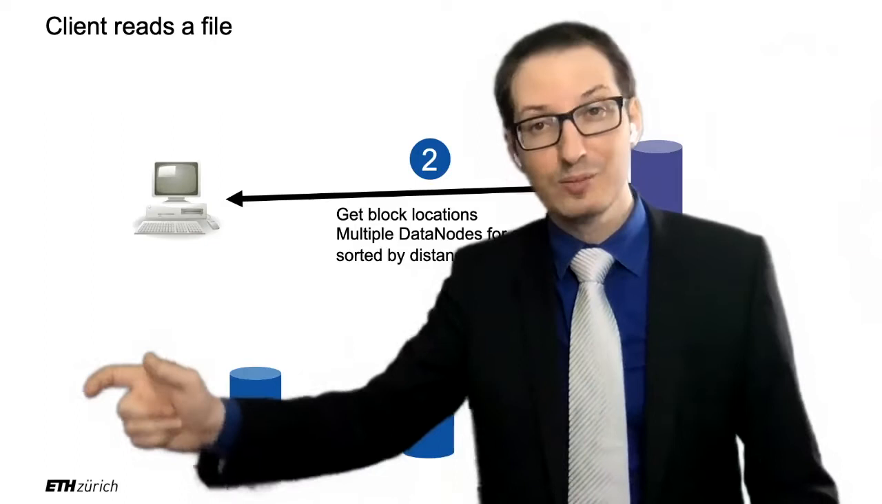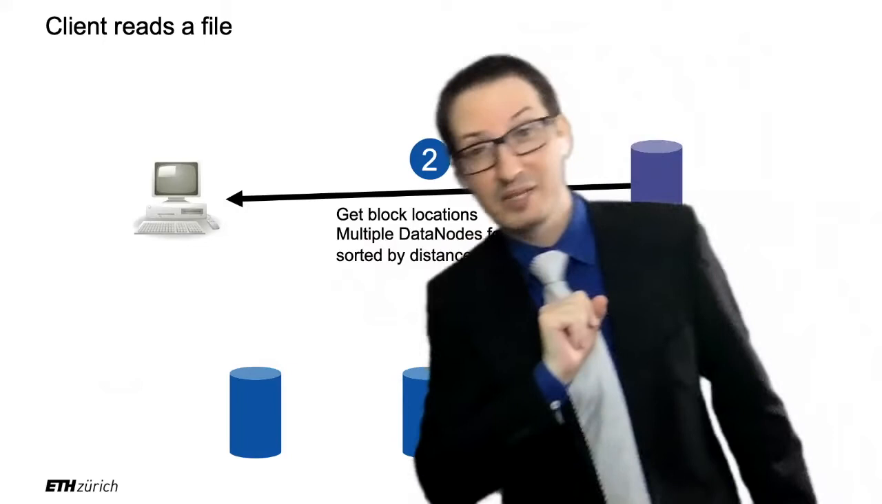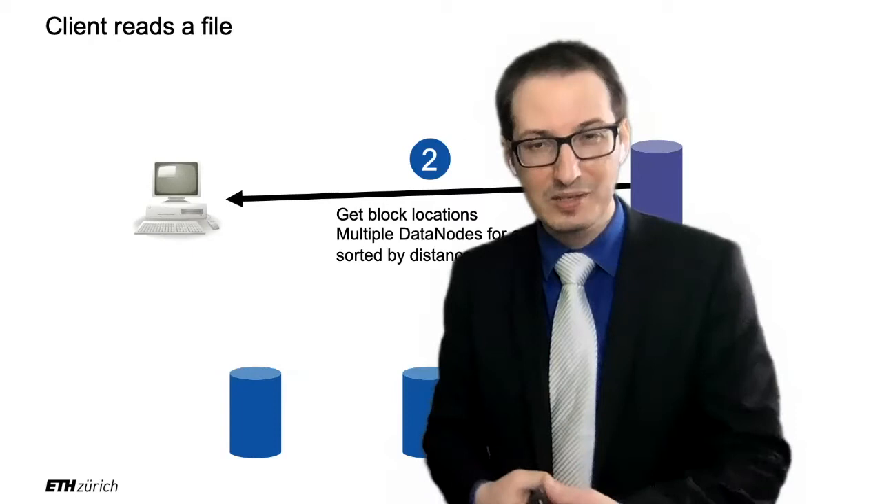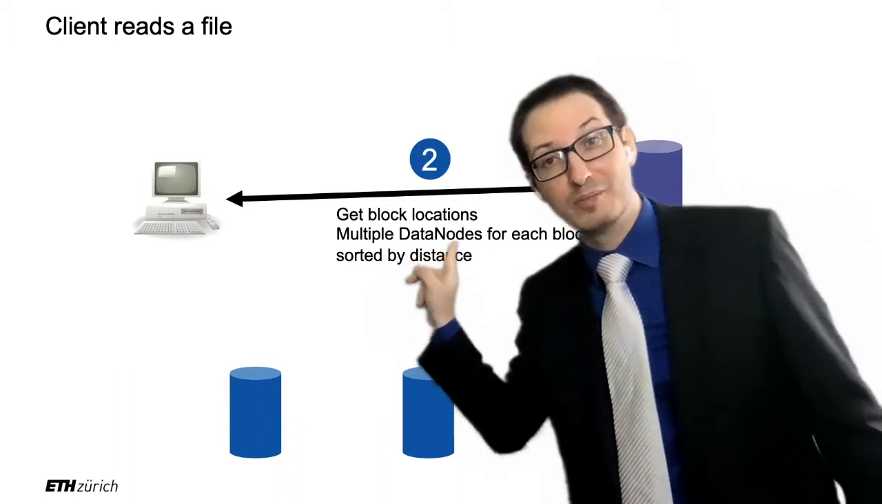So it's providing, for every block identifier for that file, multiple data nodes, and it sorts them by distance. This is also something I'm going to come back to. It's basically putting first the closest data nodes to the client to optimize things. And the client can just go down the list and use the first data node that it finds that can provide the block, right? I'll come back to what we mean by distance shortly.